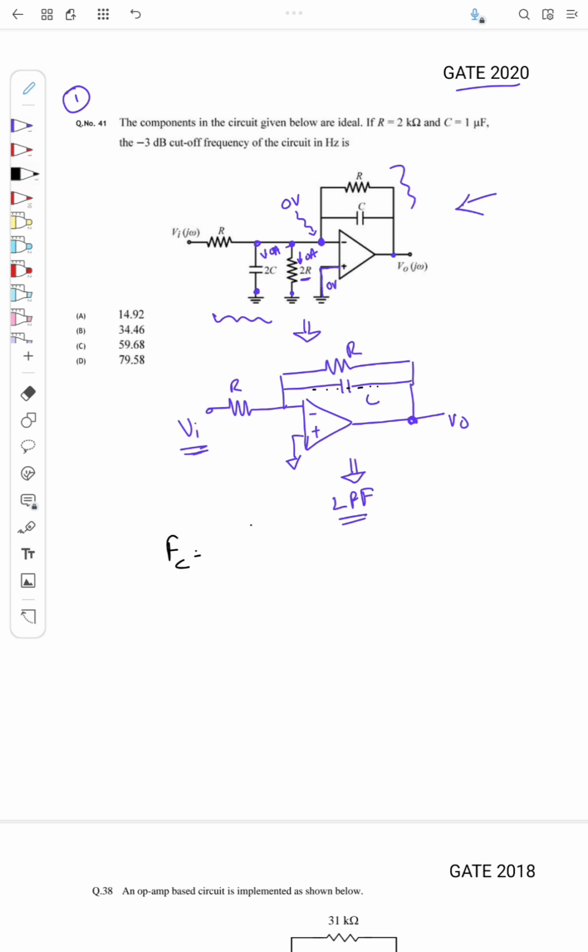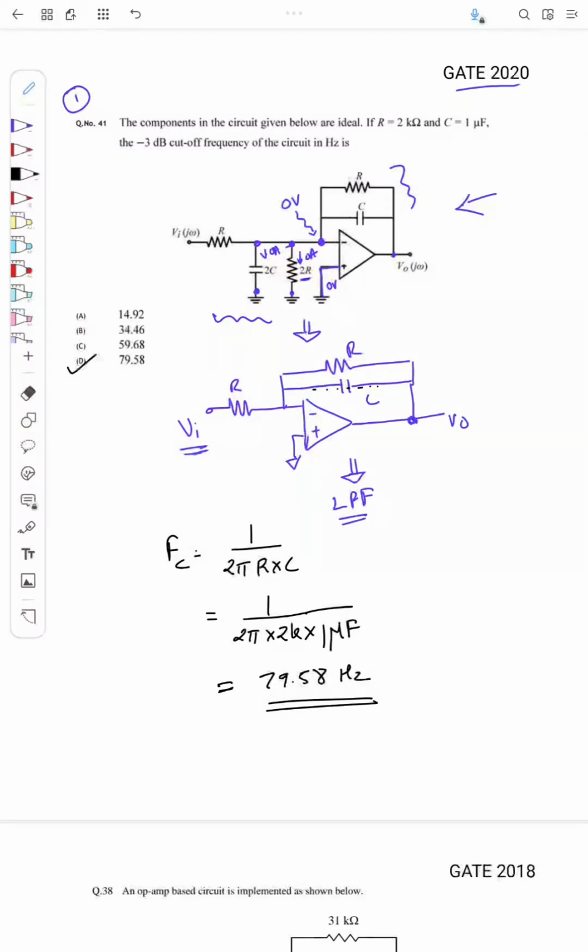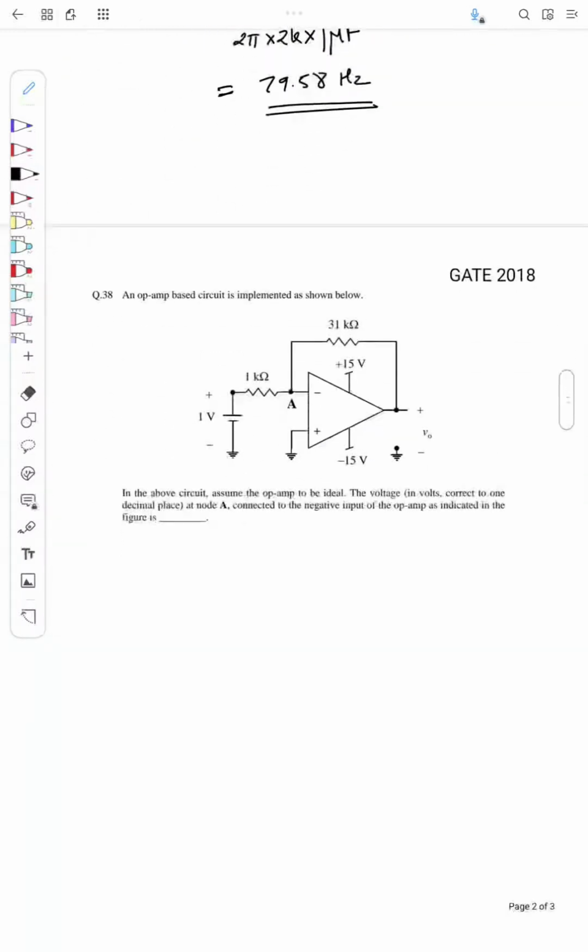F will be equal to 1 by 2 pi R C. So I'll substitute the values given. R is 2 kilo ohm and the capacitance is 1 microfarad. If we substitute this, we'll get the value as 79.58 hertz. So the answer is D. So that was the first question.